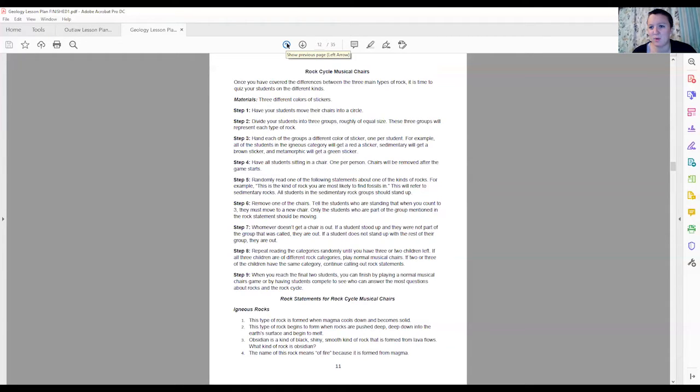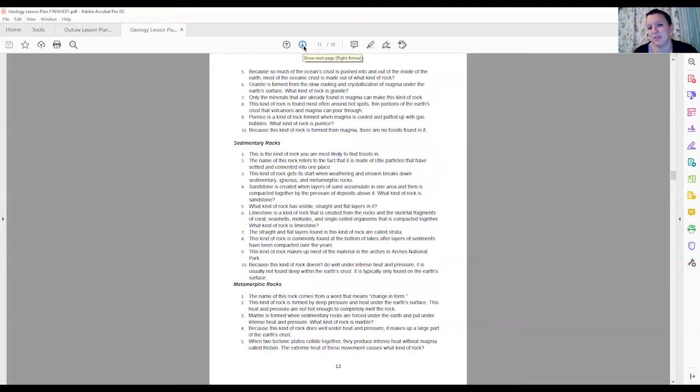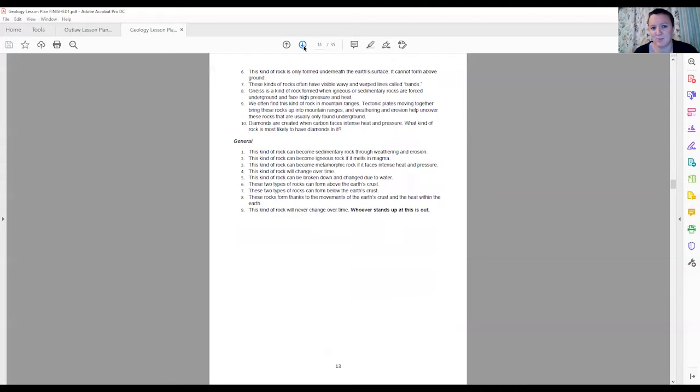Repeat reading these questions from the categories at random until you have 2 or 3 children left, and then you can play normal musical chairs at that point because it's a little bit silly. You can also use these questions to see who can answer the most questions about these rocks.